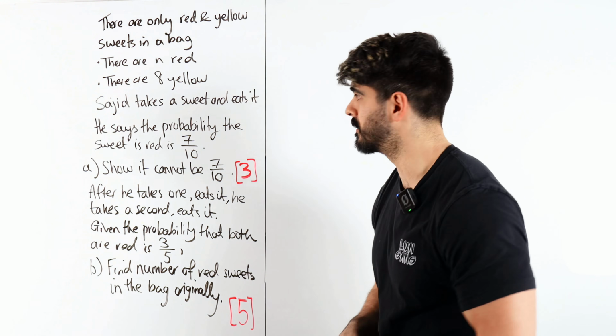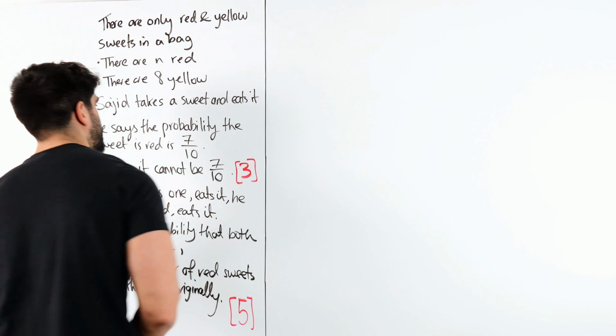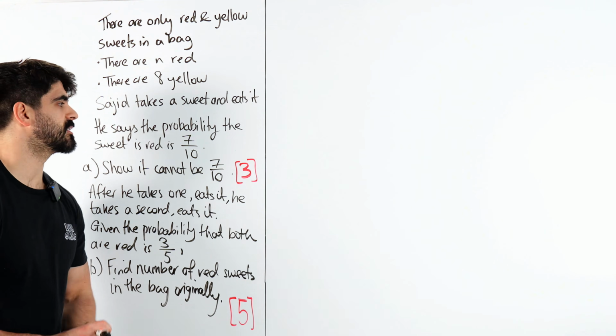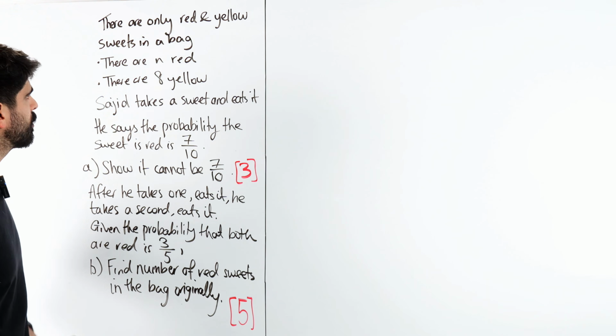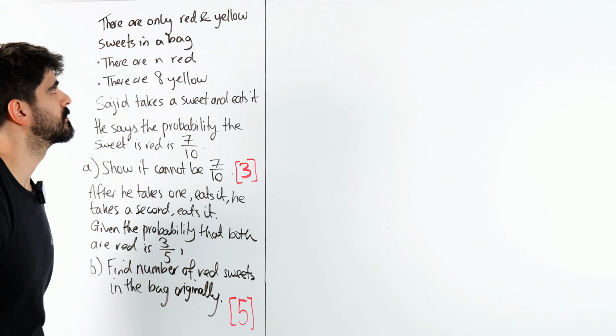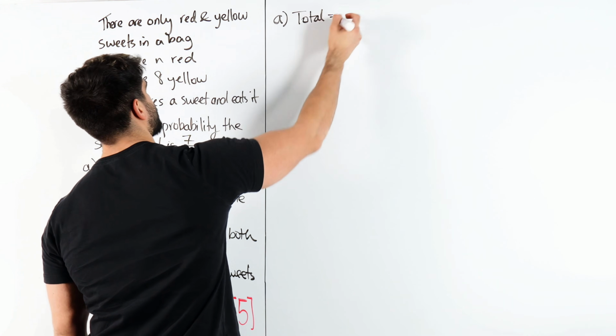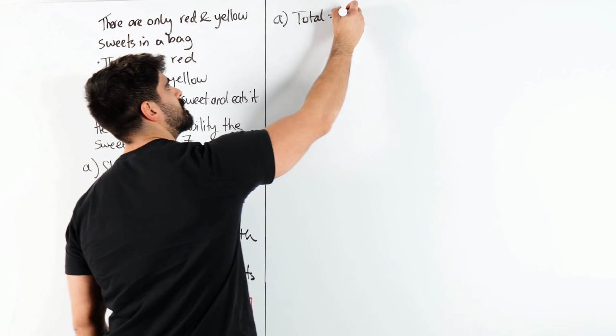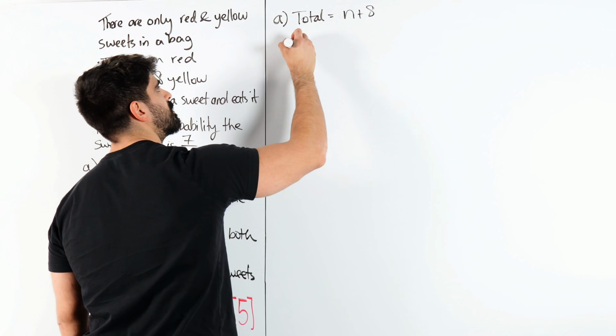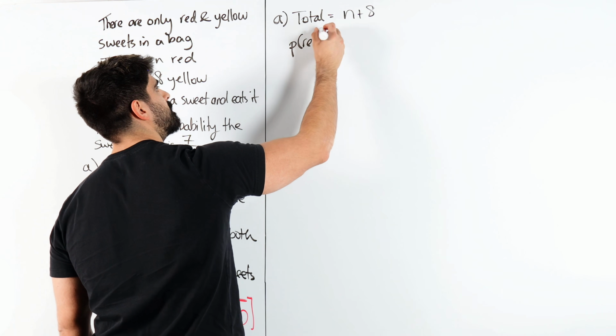You would never make a comment like that because it can't be true. Why is that the case? Well, there's N red and 8 yellow. So how many is there in total? Well, in total there's N plus 8 sweets. What's the probability of it being red then?